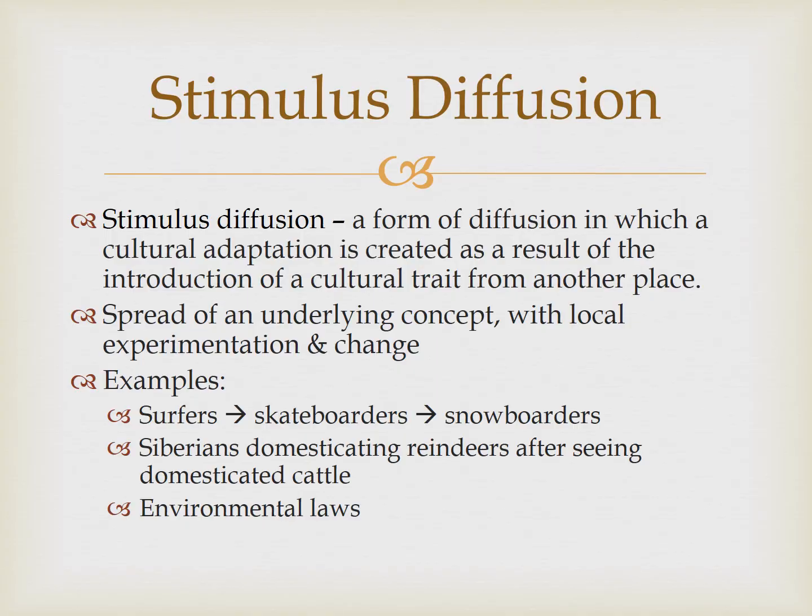Stimulus diffusion is our last type of expansion diffusion, and it's probably the most challenging to understand. It is a form of diffusion in which a cultural adaptation is created as a result of the introduction of a cultural trait from another place. This definition isn't the greatest to get at the core of what stimulus diffusion is, but notice we emphasized adaptation. There is an adjustment depending on local demands or beliefs. Really, it is the spread of an underlying concept with local experimentation, change, adjustment, or adaptation.